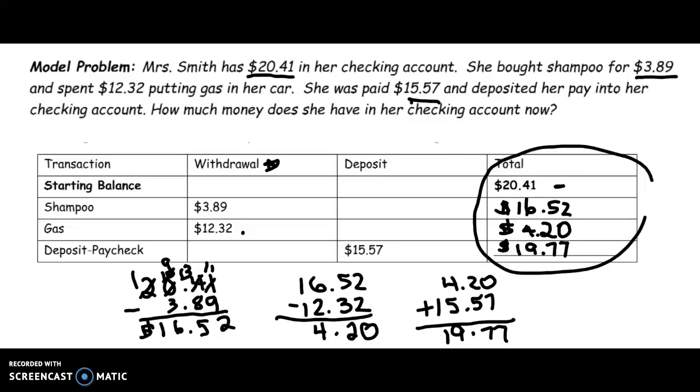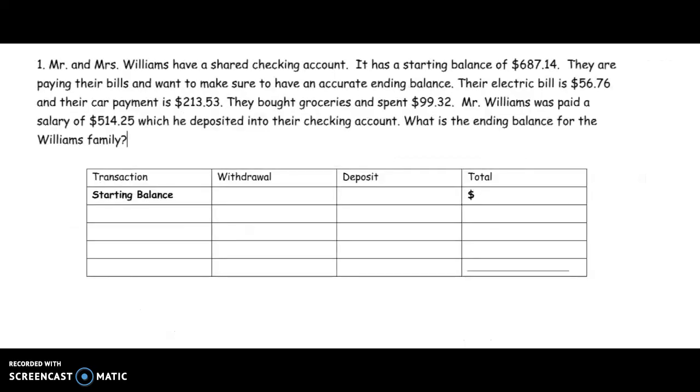Okay, so now we're going to move on to your first independent question. Here's a question very similar to the last one about Mr. and Mrs. Williams. I'm going to get you started with this question, and then you're going to finish it on your own. So it says, Mr. and Mrs. Williams have a shared checking account.